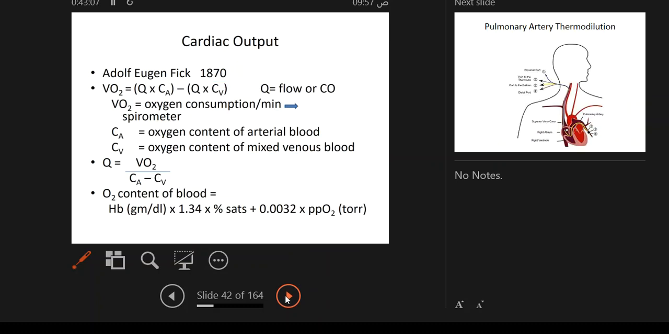Cardiac output, as I said, the Fick principle. It is Adolf Fick in 1870 who described this principle, where the oxygen consumption equals flow times the arterial oxygen content minus the cardiac output times the venous oxygen content, mixed venous blood oxygen content. Okay? So therefore Q will become the oxygen consumption over the arterial oxygen content minus the venous oxygen content.